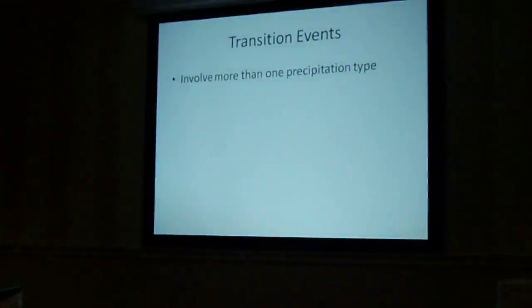Jumping ahead quickly here, let's go over transition events first before we get onto the freezing rain. Again, as quite obvious as the title suggests, it's transitioning, so you have more than one precipitation type.